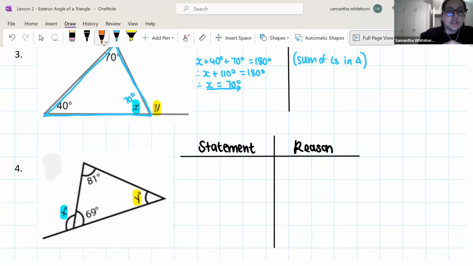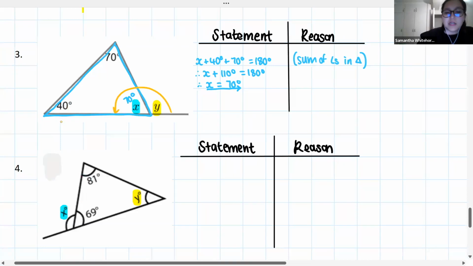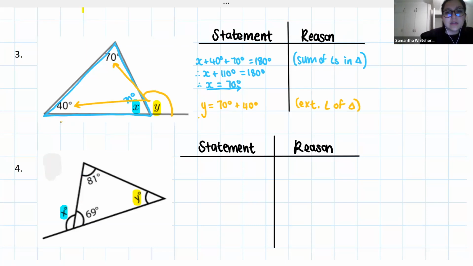Right, so when it comes to angle Y, you've got 2 options. Either you can use angles on a straight line with the X that you've just found, and you will get the answer. Because we are practicing exterior angles, I'm going to use that. So Y is an exterior angle to my triangle, which means that if I add 70 and 40, the 2 opposite interior angles, I will get Y. So Y is equal to 70 plus 40. My reason, exterior angle of a triangle. And so Y's value is equal to 110 degrees.